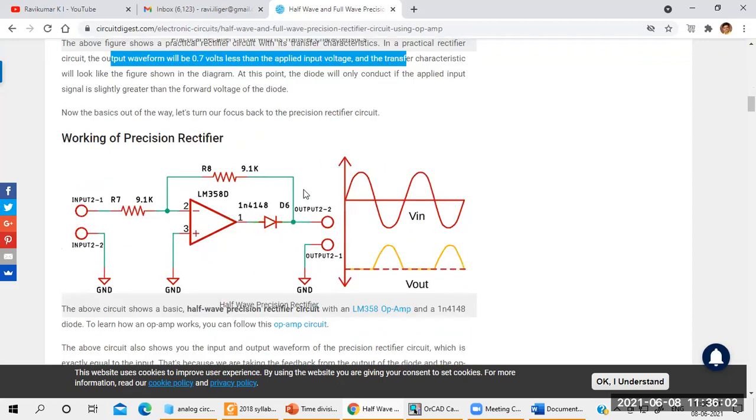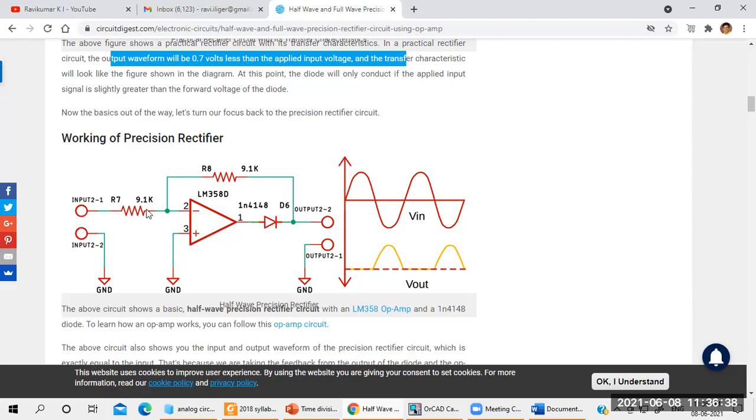Take the working of the precision rectifier here. First take an op-amp, 741. The negative terminal is connected to the input, and the positive terminal is connected to ground. Then they have taken a feedback resistor. The output of the op-amp is connected to one diode, a forward biased diode, and then they have taken the output. So between the feedback and the output of the op-amp, they have connected a diode. Understood? So apply the input voltage.